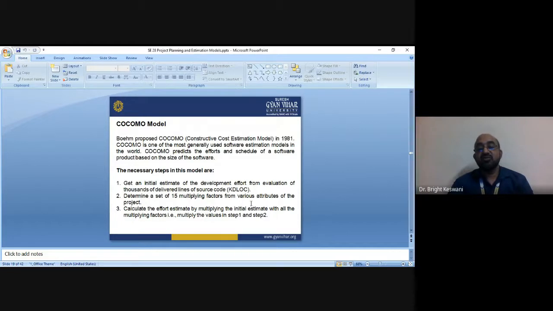Let us discuss the COCOMO model. The COCOMO model is a very famous model, and it is used to estimate the cost of the project. The model was developed by Boehm in 1981, and it estimates the total effort in terms of person-months of the technical staff, and the effort estimate includes development, management, and supportive tasks. So Boehm proposed COCOMO in 1981. COCOMO is one of the most generally used software estimation models in the world, and COCOMO predicts the effort and schedule of a software product based on the size of the software.